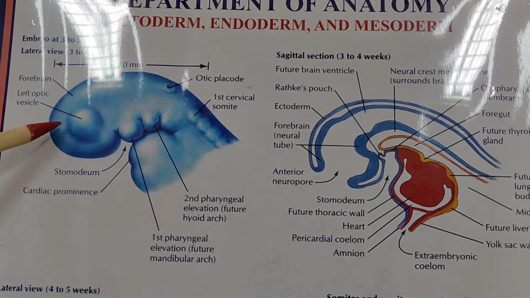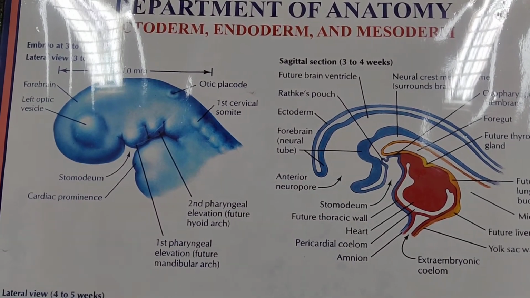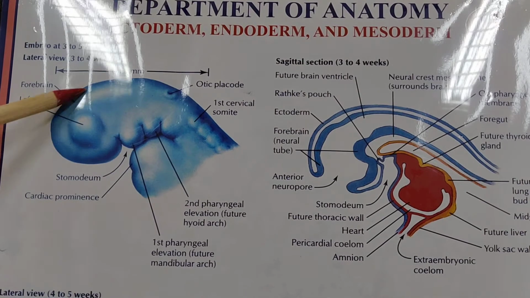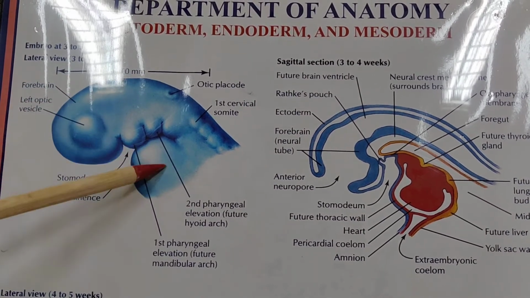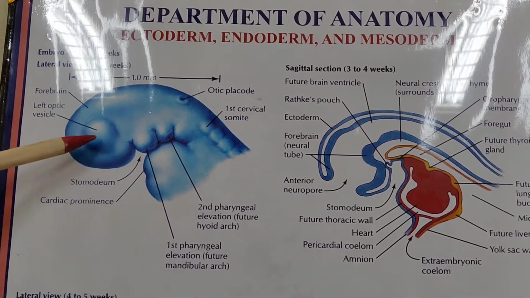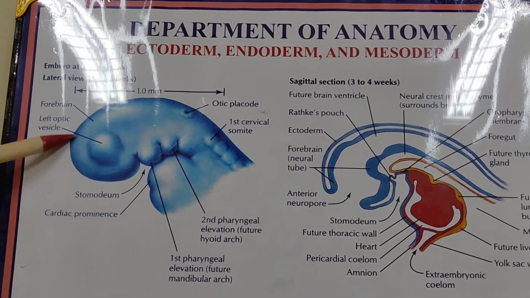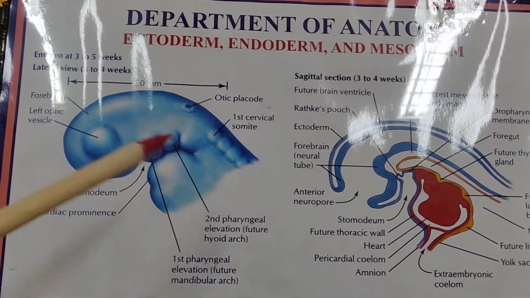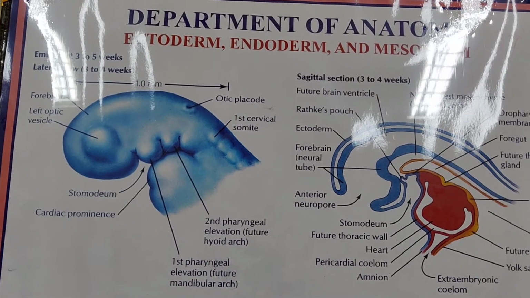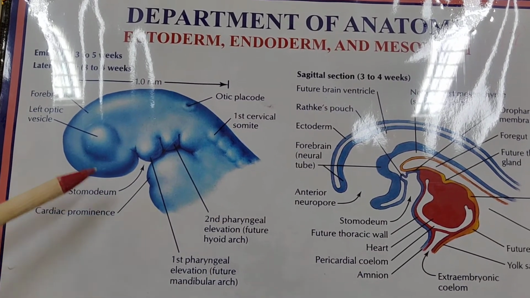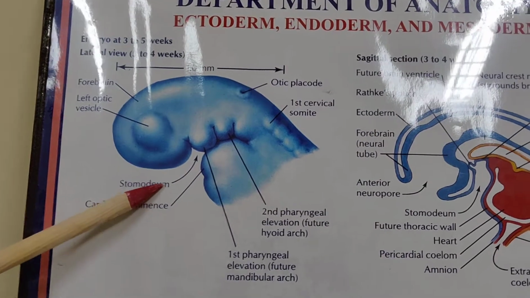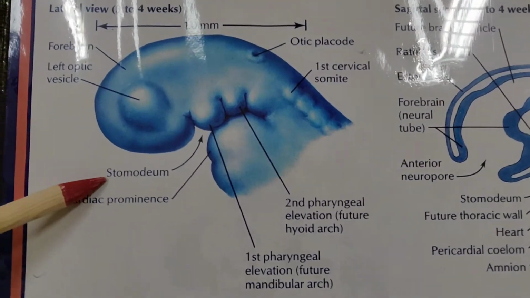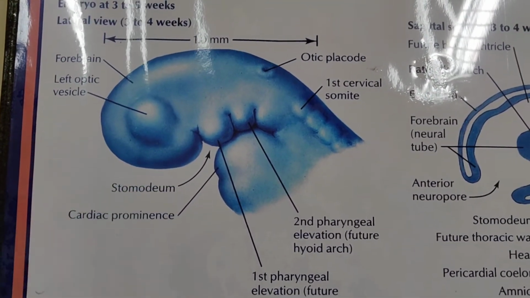Now see this chart. In this chart we see there are two bulgings. This bulging is the developing brain, and this is the pericardial cavity. It is a lateral view. Now between these two bulgings, this depression is the stomodeum. It is the primitive mouth.